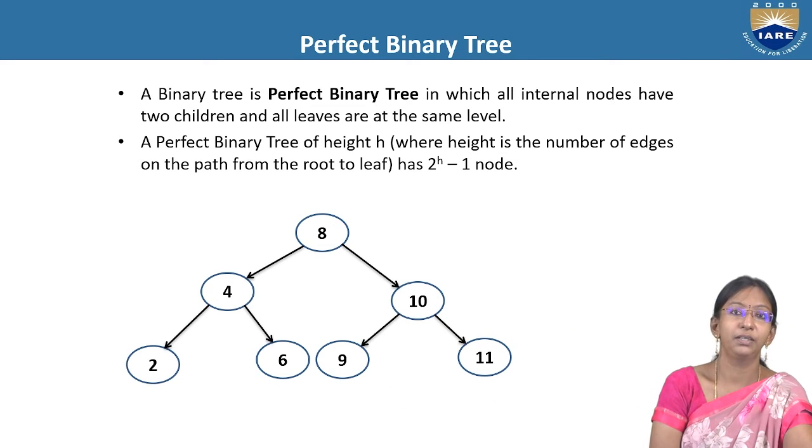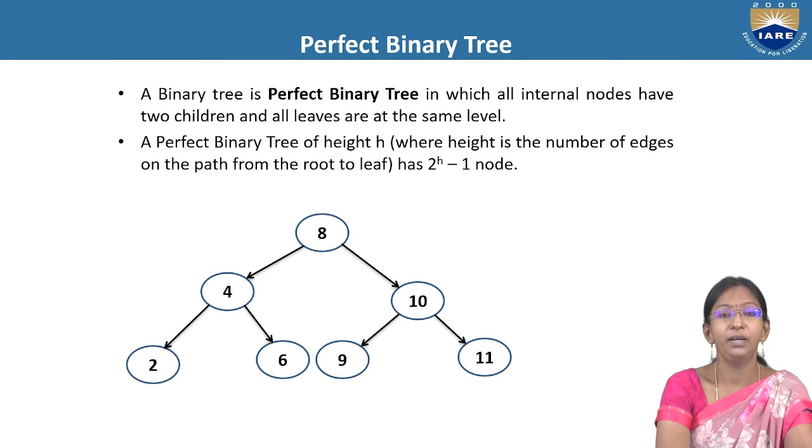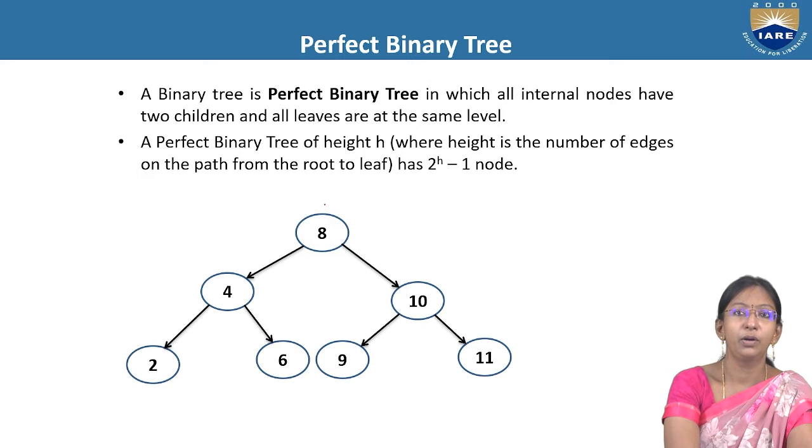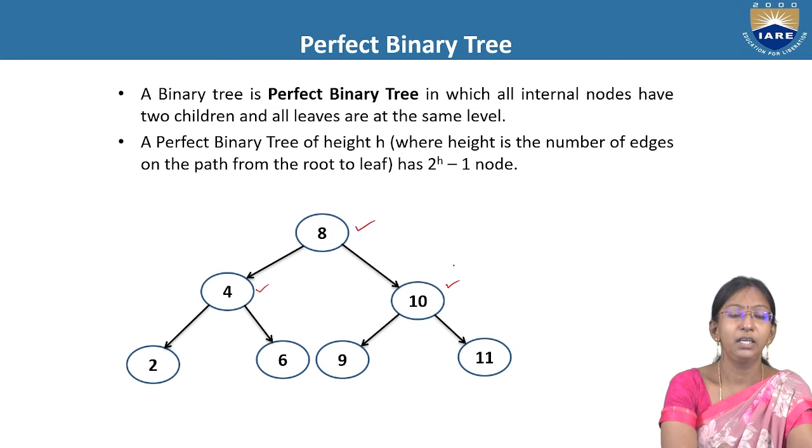The perfect binary tree is a tree where internal nodes have 2 children and all the leaves are at the same level. Right? Have a look at this picture. What are all the internal nodes you have? 8, 4 and 10. Every internal node must have 2 children and all the leaf nodes must be at the same level. Okay, so this is a perfect binary tree.